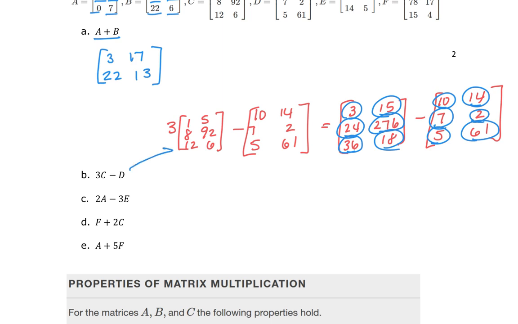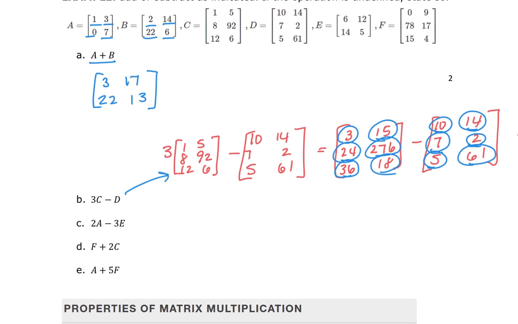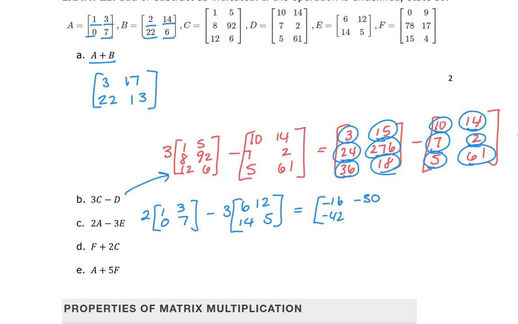So this was B. And then if I want to do 2A minus 3E, so 2 multiplied by A, 1307, minus 3 times E, which is 6, 12, 14, and 5. I'll let you all do that. And hopefully what you got is -16, minus 30, -42, and -1.